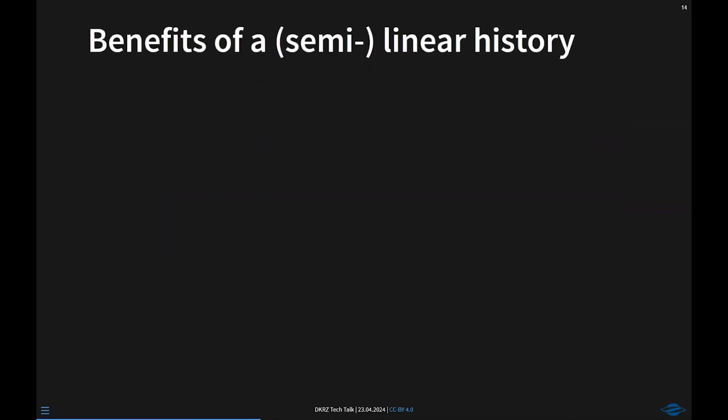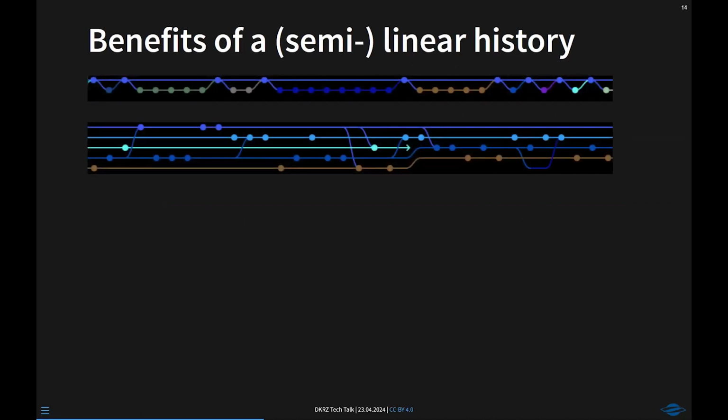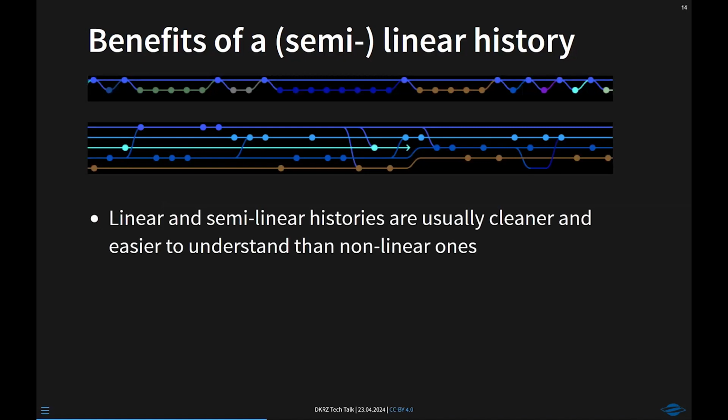And now I want to tell you some of the benefits of having a linear or a semi-linear history in comparison to a non-linear one. So I brought the two figures here again for reference. And I think the first one, which is pretty clear, is that linear and semi-linear histories are usually cleaner and easier to understand than non-linear ones. I don't know about you, but I would much rather work on the first repository than on the second one.